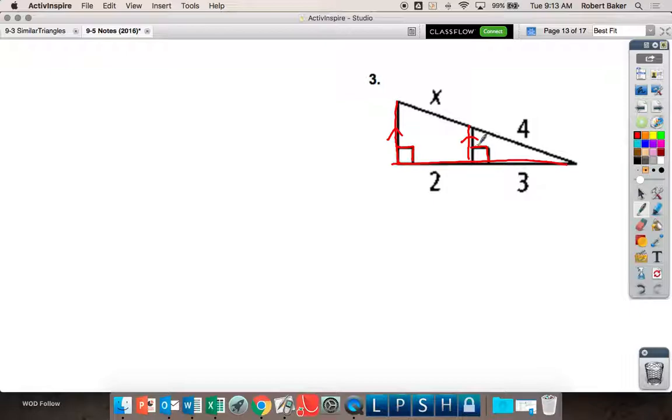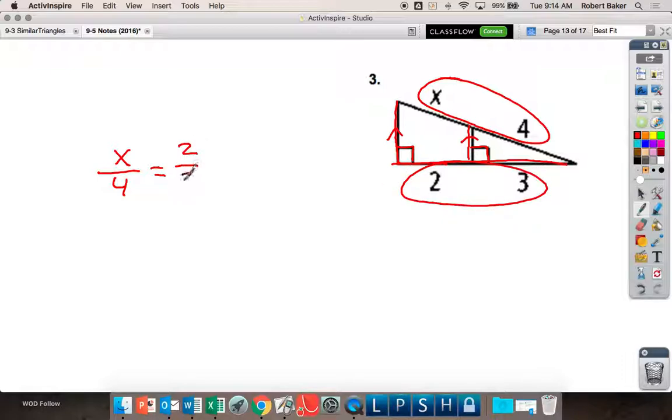Could you have guessed that and see if it worked? You could probably just guess it. So we see our proportions. This is the side-splitter theorem. X over 4 is equal to 2 over 3. And then you cross multiply and solve from there.